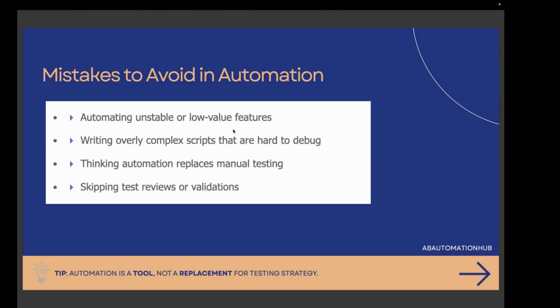You can avoid automating unstable or low value features, writing overly complex scripts which are very hard to debug, thinking automation replaces manual testing, skipping test reviews or validation. This is also one of the mistakes which test engineers make. So these are some of the common mistakes, and always understand automation is not a replacement for testing strategy. You still need good manual testing and you still need to understand what to test.